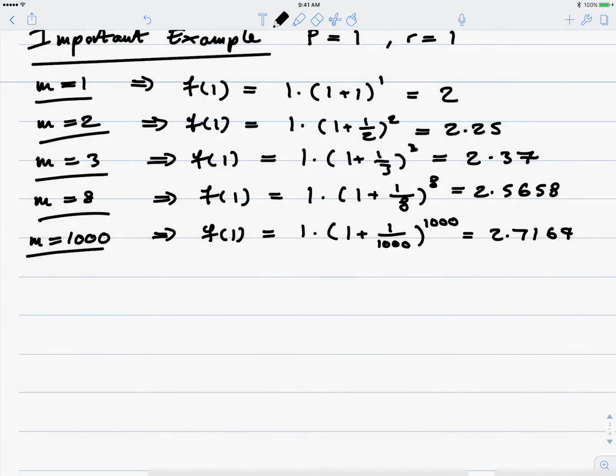So let's really do a massive jump now. Let's do m is equal to 100,000. This would be compounding very frequently.